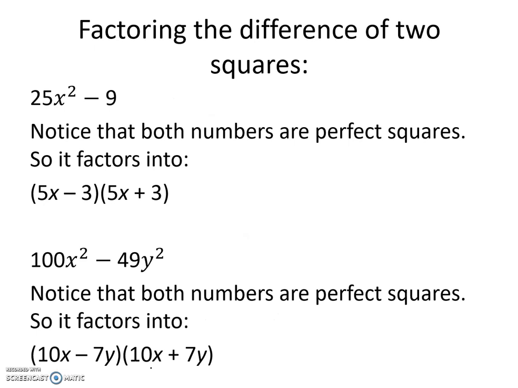Factoring the difference of two squares, you notice that both numbers are perfect squares on 25x squared minus 9, so it factors into 5x minus 3 times 5x plus 3. A second example is 100x squared minus 49y squared. Again, notice that both numbers are perfect squares, so it factors into 10x minus 7y times 10x plus 7y.